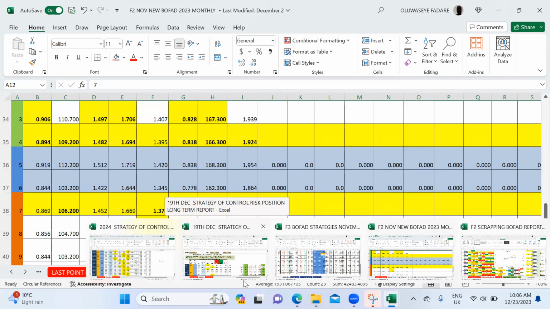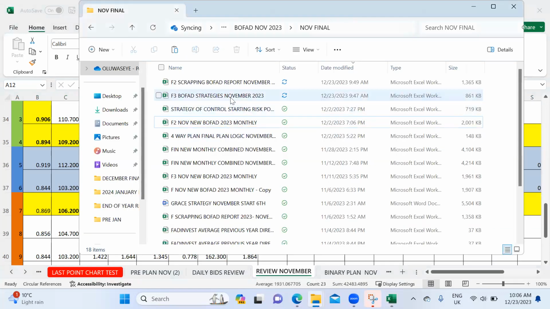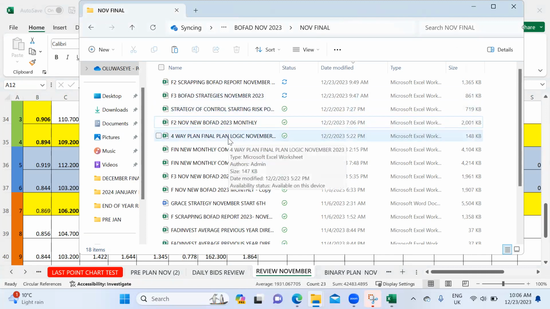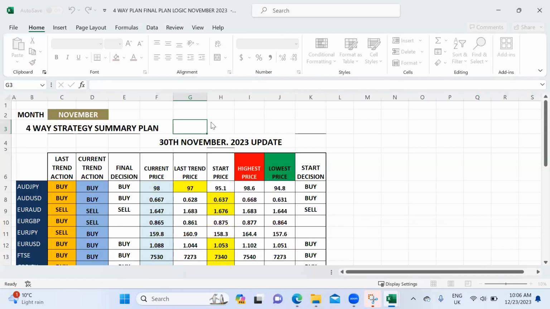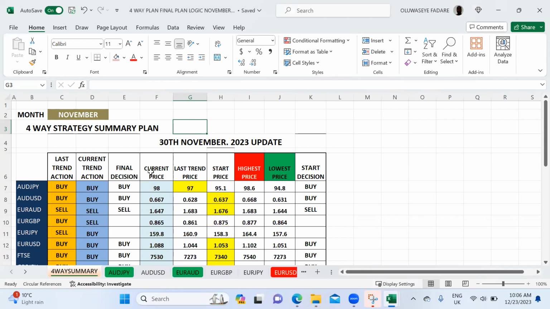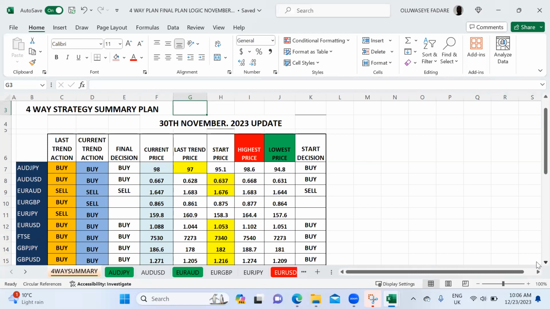And finally, the last report is what we call the 4-week strategy plan. So for the 4-week strategy plan, it gives us the final decision of the market to help us to know what direction the market has gone. And also for this one, like we said, beginning of the month, we have the first starting decision here, and then this is the final decision at the end of the month.